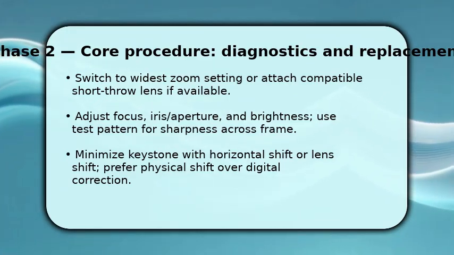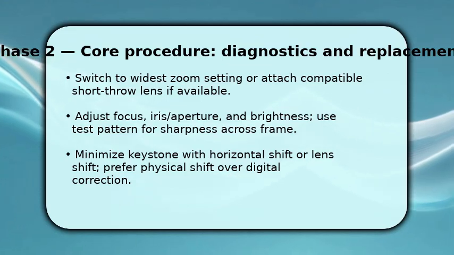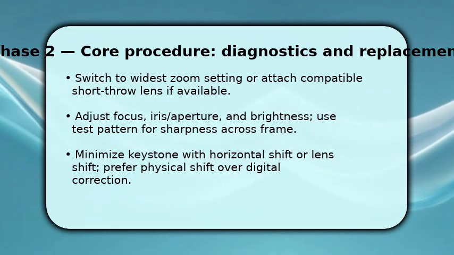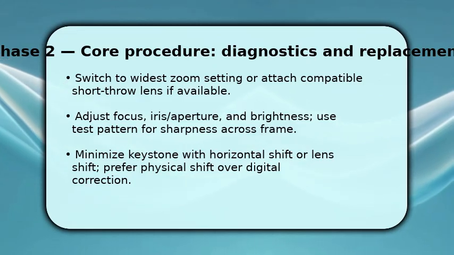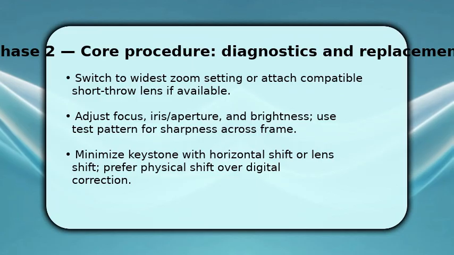Use lens shift to center the image. This avoids digital keystone that reduces resolution. Make sure to recheck focus after each zoom or shift, because changes alter the focal plane and perceived sharpness.